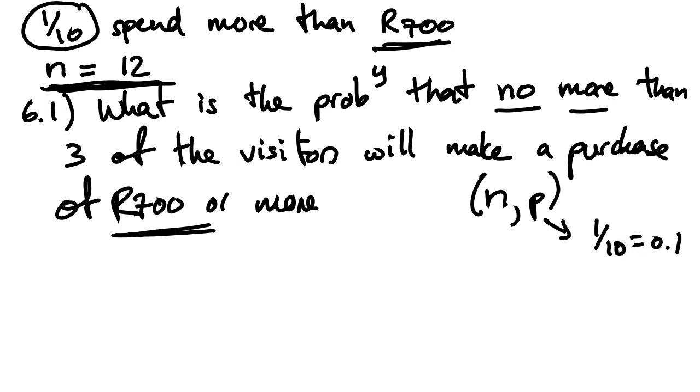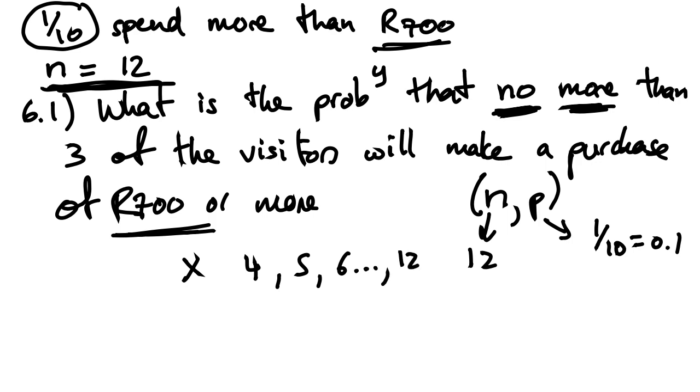It's 12. Now, what they're asking for in the first question is kind of tricky. They're saying no more than 3. Let's assume for a second it was more than 3. If it is more than 3, that means X can be 4, 5, 6, etc., all the way to 12. But they're asking for no more than 3. That means it's the opposite of this. So X can take on 0, 1, 2, and 3. So what they're asking us is to work out the probability of X less than or equal to 3.